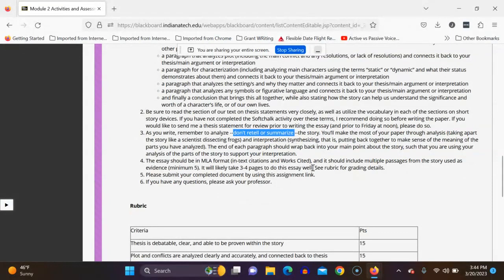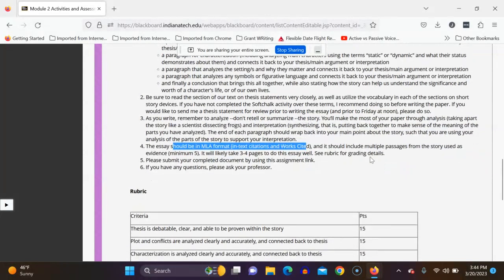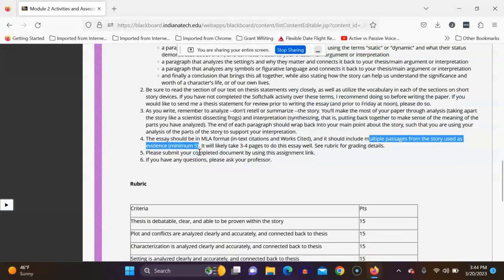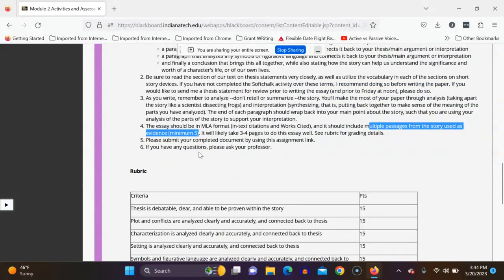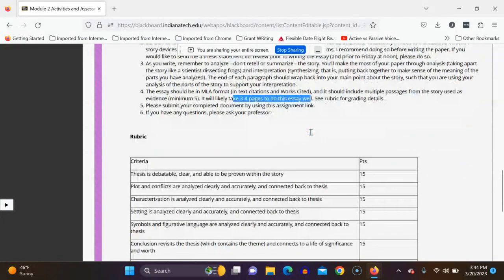So you're not summarizing, you're analyzing. Difference, okay? Again, this should be in MLA format with an in-text citation, meaning you're citing from the source, and you have a works cited listing the source that you've chosen. And it includes multiple passages from the story, at least 5. Those can be short, they can be long, they can be whatever you need, but at least 5. Okay, you're writing approximately 3 to 4 pages for this essay.